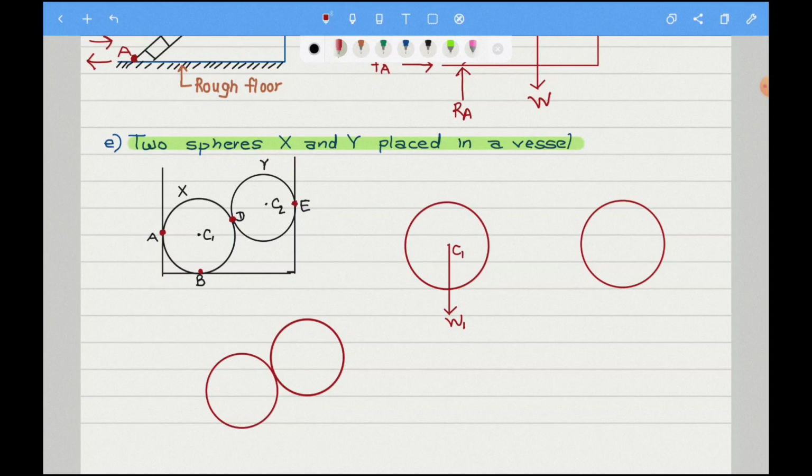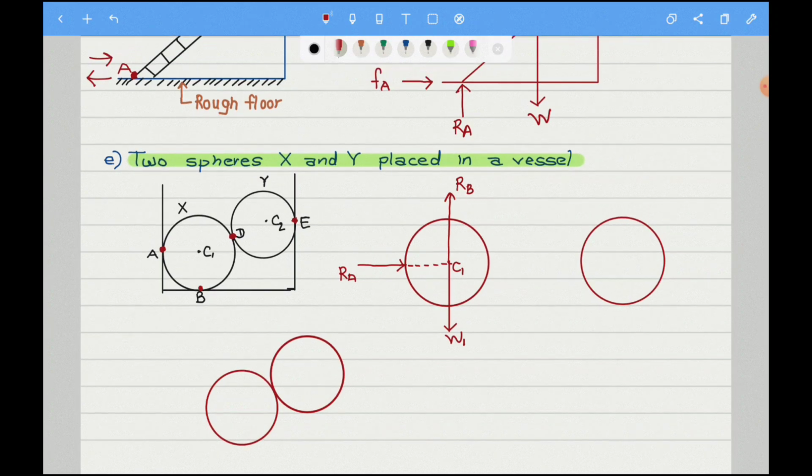So let us do that. This is the reaction force at contact point A, that is RA, normal to the contact point A. And this is the reaction force at contact point B, that is RB, normal to the point B. And now for the contact point D, the reaction force needs to be shown like this. We will name it as RD, that is normal to the contact point D, and it is towards the sphere X.